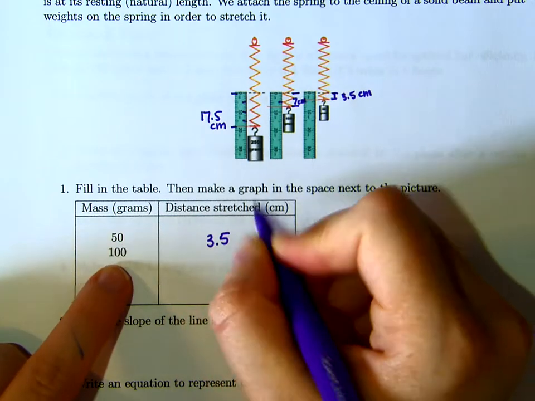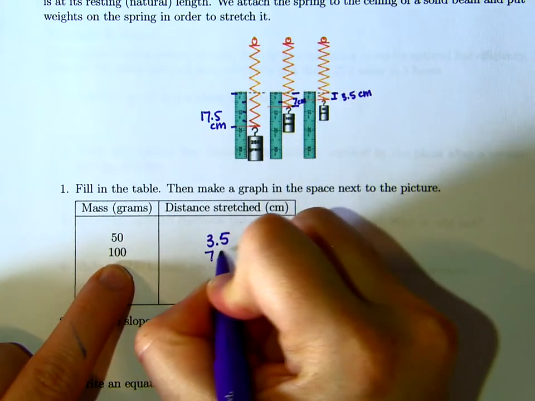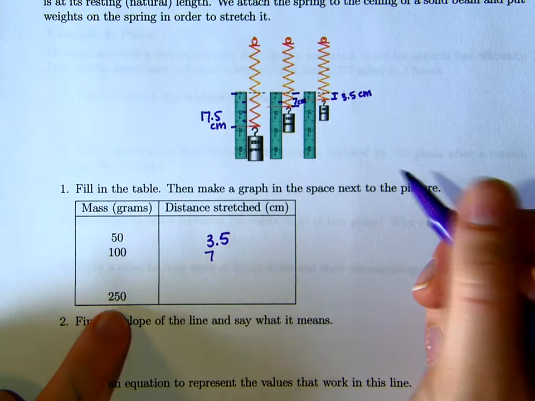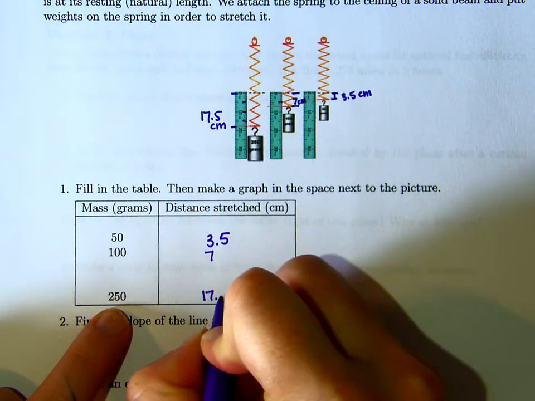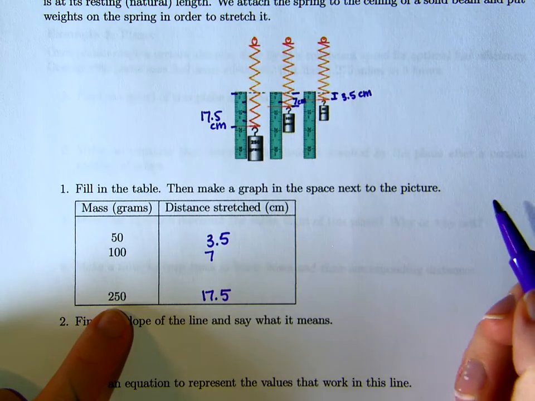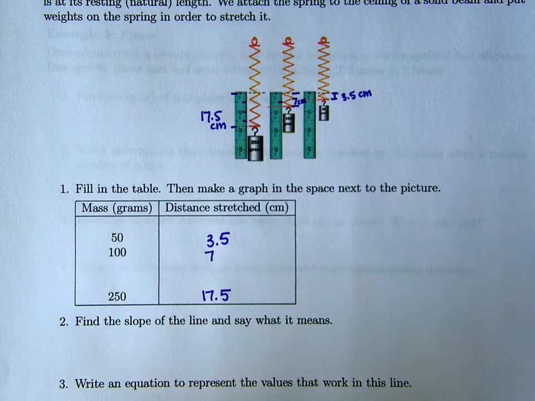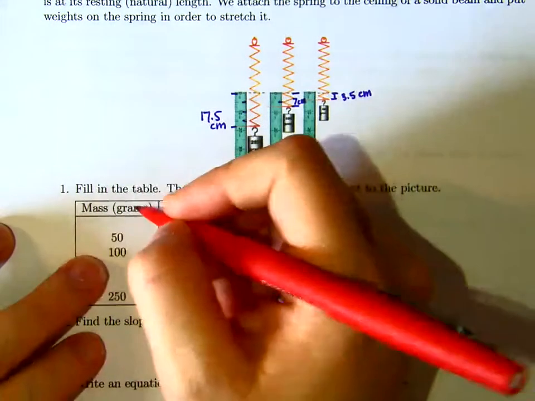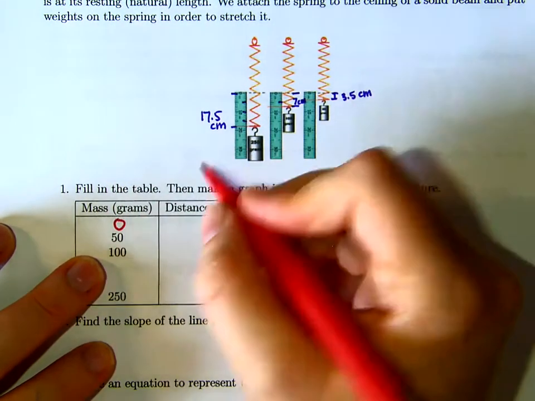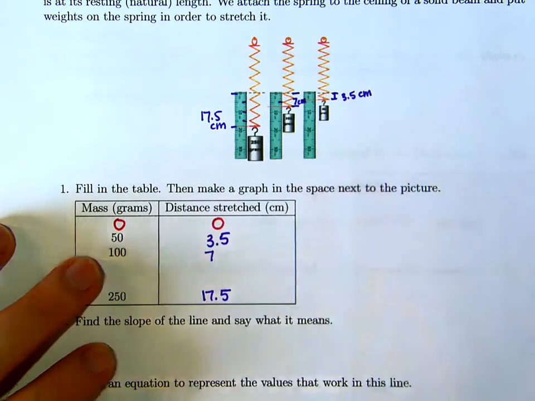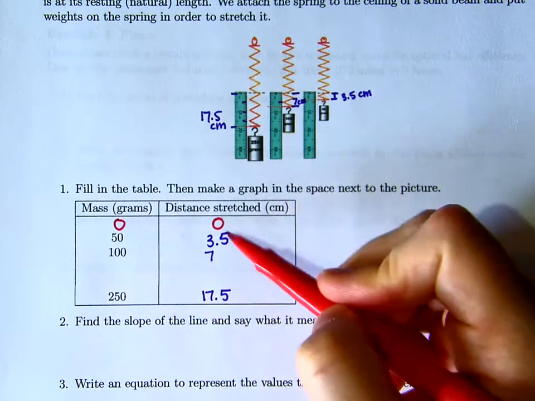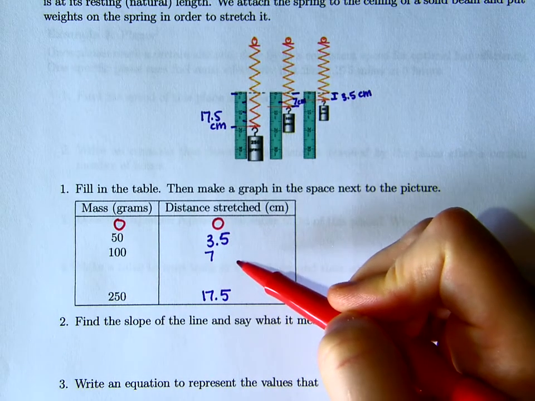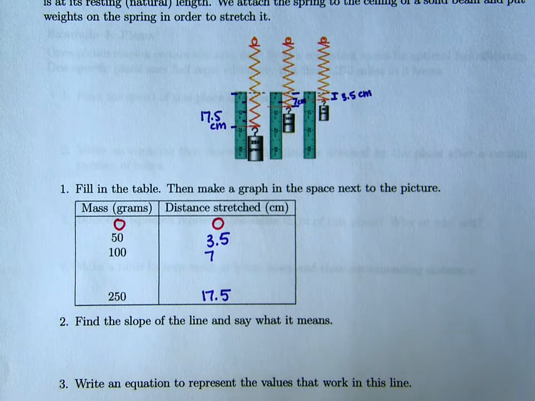3.5 centimeters. 100 grams stretched at 7 centimeters. 250 grams stretched at 17.5 centimeters. I'm going to fill in some of these gaps. If it had been 0 grams, there would have been 0 stretch. And it looks like for every 50 grams we add, it's stretching 3.5 centimeters. Let's see if that pattern works actually.